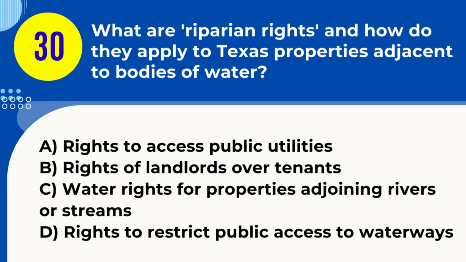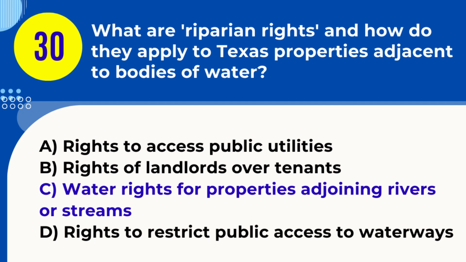Question 30. What are riparian rights, and how do they apply to Texas properties adjacent to bodies of water? A. Rights to access public utilities. B. Rights of landlords over tenants. C. Water rights for properties adjoining rivers or streams. D. Rights to restrict public access to waterways. Answer: C. Water rights for properties adjoining rivers or streams.